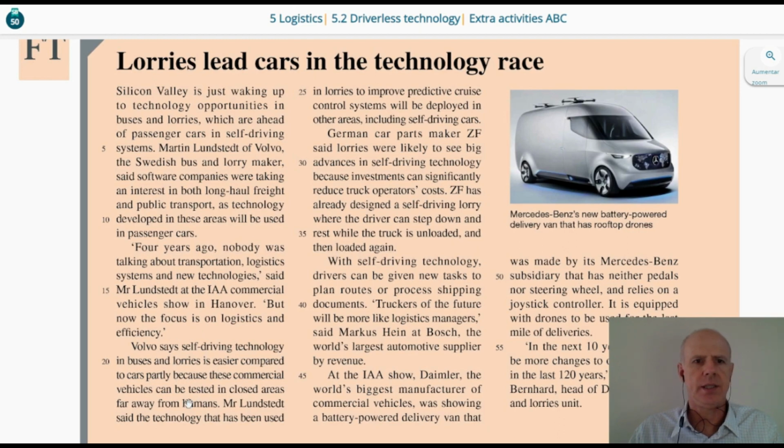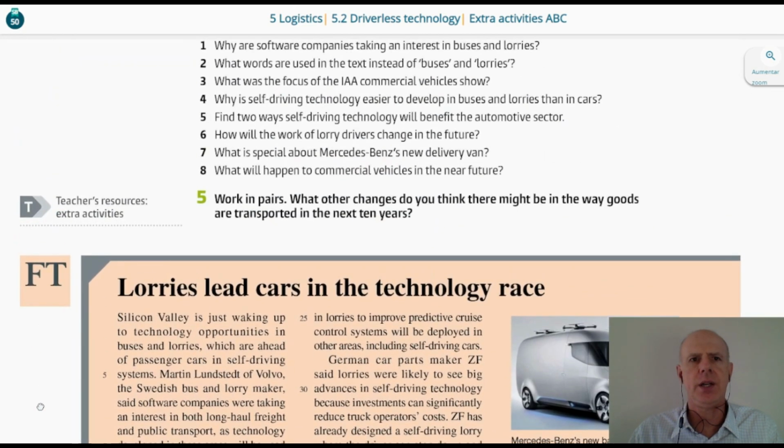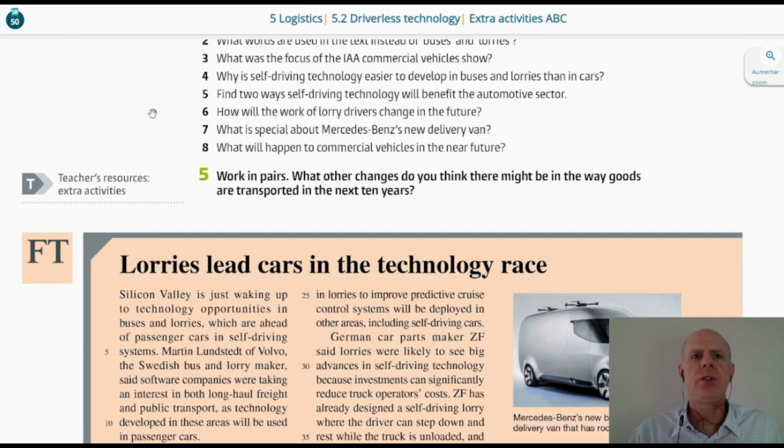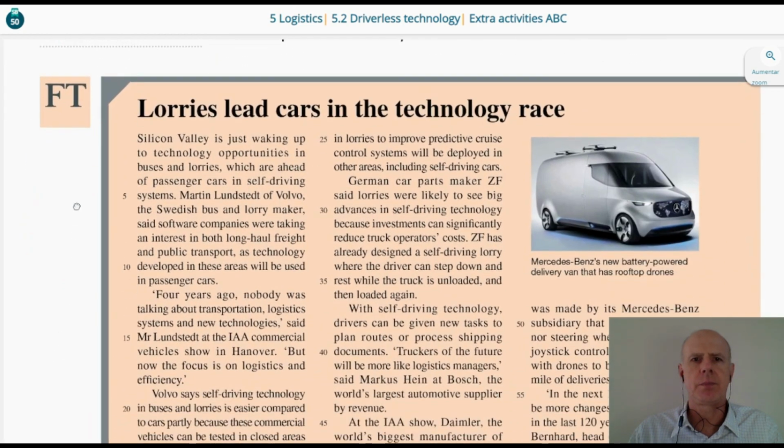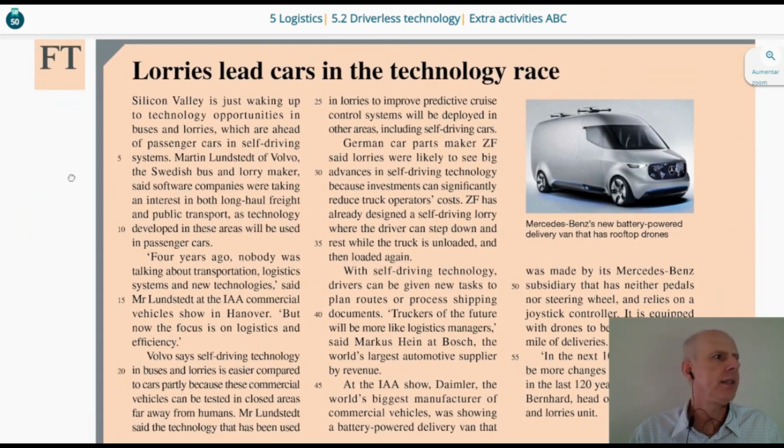Where is it? Aha, yes, the answer is here. You have to tell me. Find two ways self-driving technology will benefit the automotive sector. There are two basically in the text, and you should tell me. Okay.